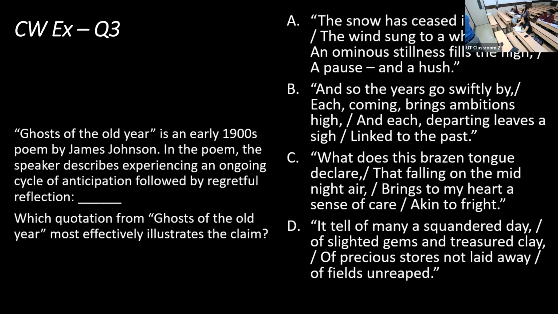So this happens every season or something, right? But in option C, it's not ongoing. Another thing is there's nothing forward looking; there's nothing that has been talked about. You're anticipating something. There is a negative feeling, but there's no anticipation. "What does this brazen tongue declare? That falling on the midnight air brings to my heart a sense of care akin to fright." So was the author anticipating something that did not happen? This does not make it clear.